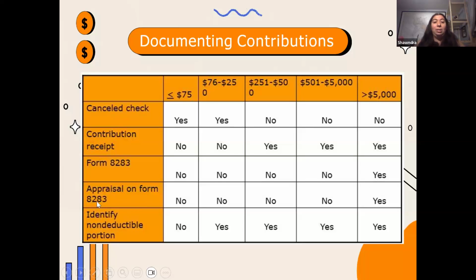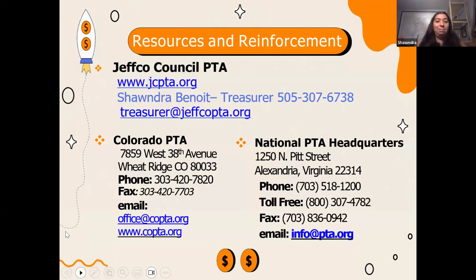Appraisal on Form 8283, again, for over $5,000. And then you want to identify non-deductible portions for anything over $75. I haven't had to deal with that yet. I don't know if any of you guys have, but thankfully not.